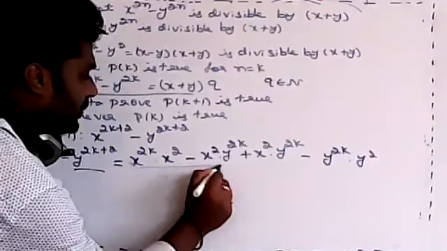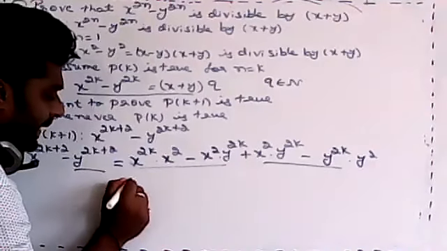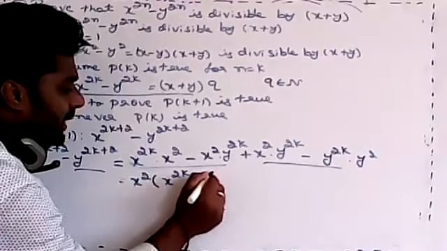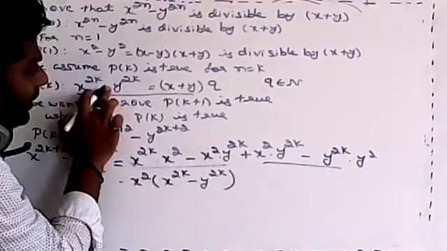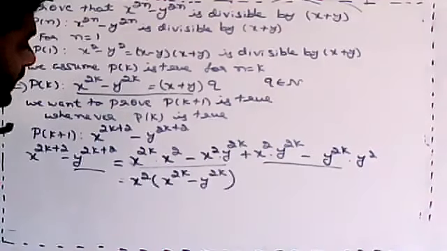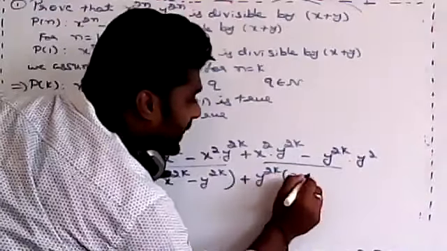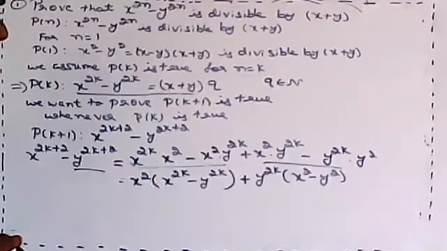Then separate the two terms. So what is common in this? x square is common. Yes, okay. So remaining is what? x to the power of 2k minus y to the power of 2k. Clear or not? This one only we want here. You can check x to the power of 2k minus y to the power of 2k. In this place, I'm going to put this value. Correct? Next, in these two, I'm going to take y to the power of 2k common. Remaining is what? x square minus y square. Correct? x square minus y square.